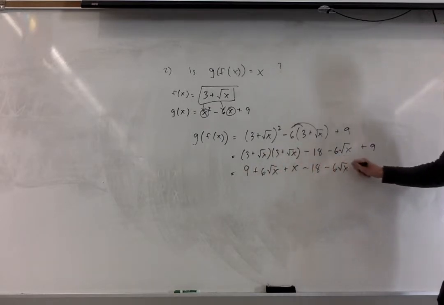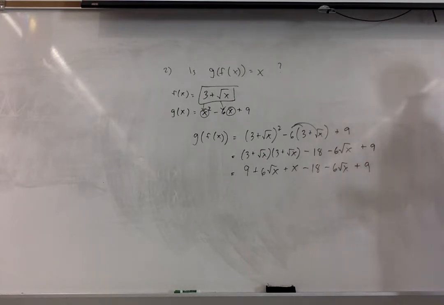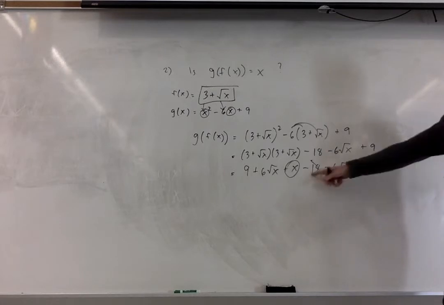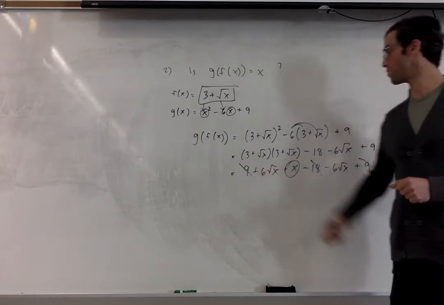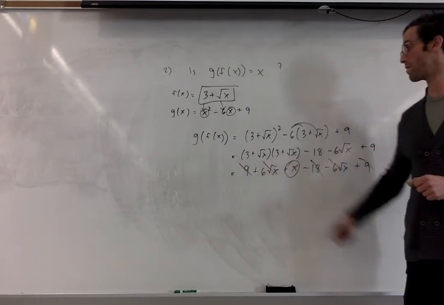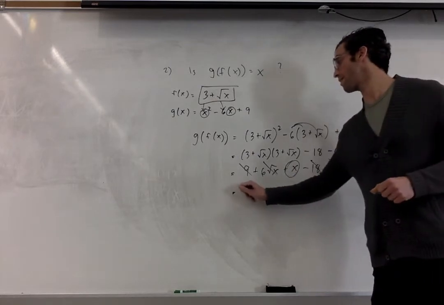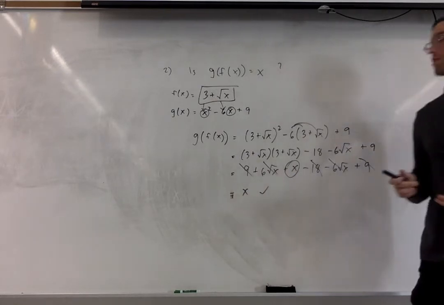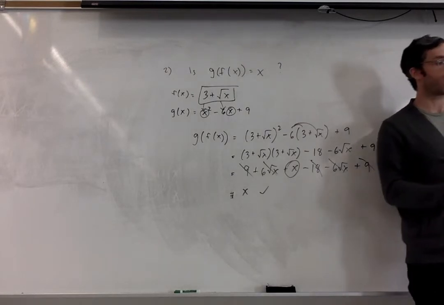And when you combine like terms here, everything cancels out except for the x, right? That's all that remains. 18, negative 18 is gone with those two 9s. Negative 6 root x, positive 6 root x. We're left with just x. And this shows you that the functions are, in fact, inverses. So yes, they are inverses. That's the work you would do to check that.